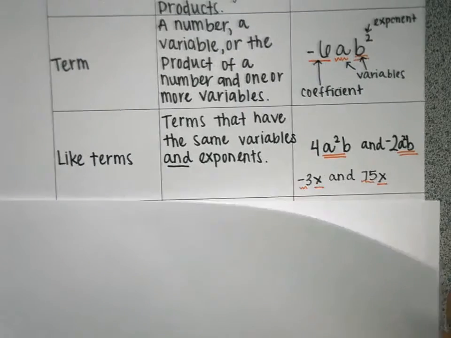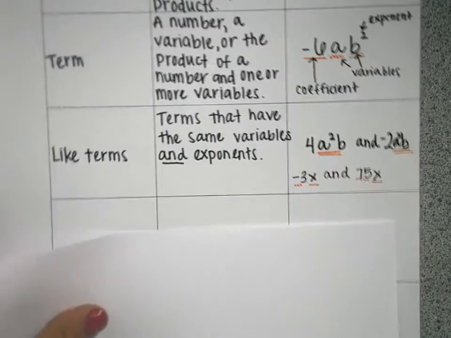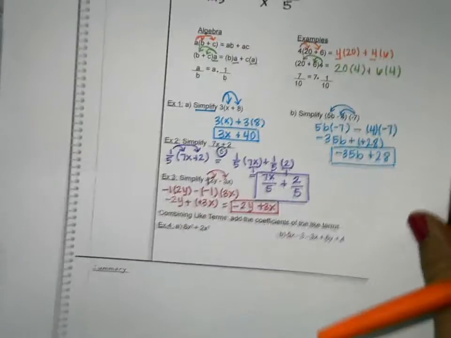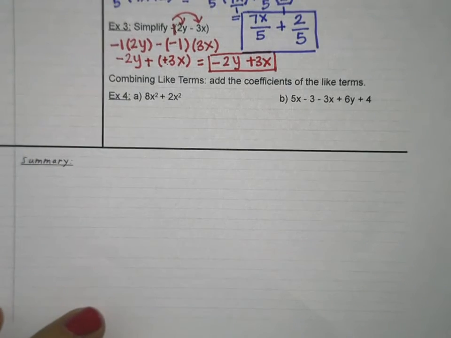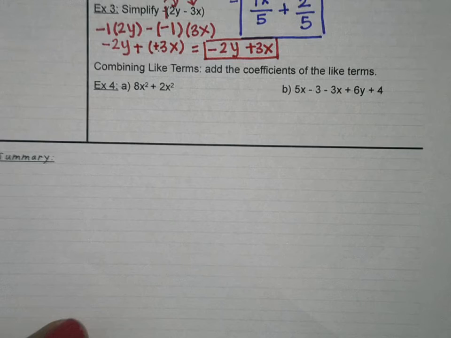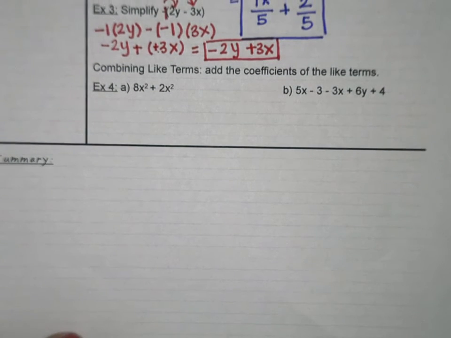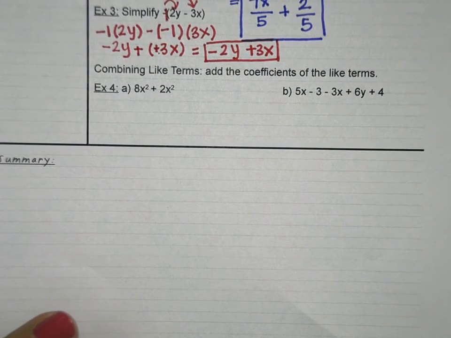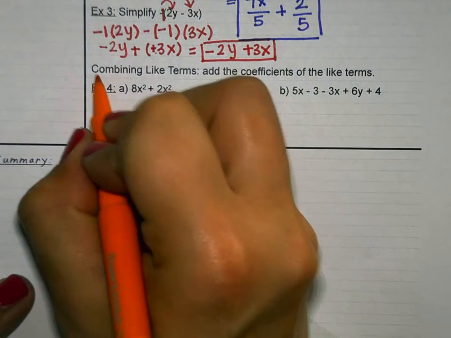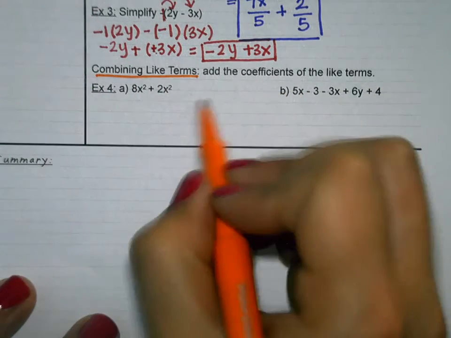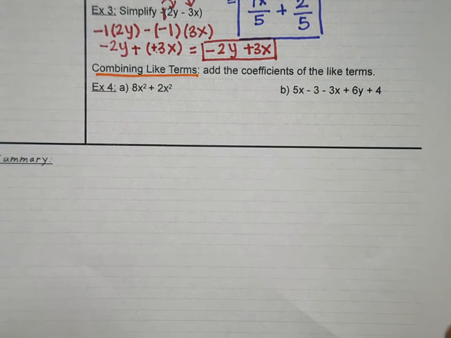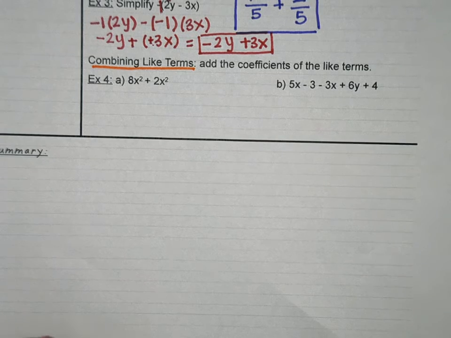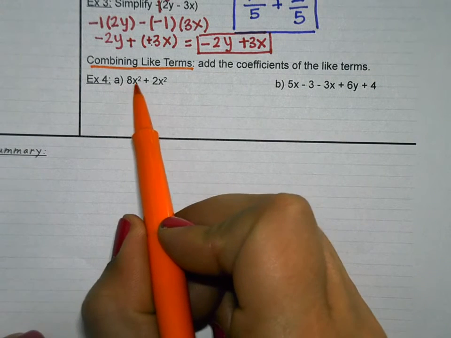So back to our notes, the very last part of this is combining like terms. To combine like terms, you simply add or subtract the coefficients of all the like terms. So we have one more example here. Part A, 8x squared plus 2x squared.